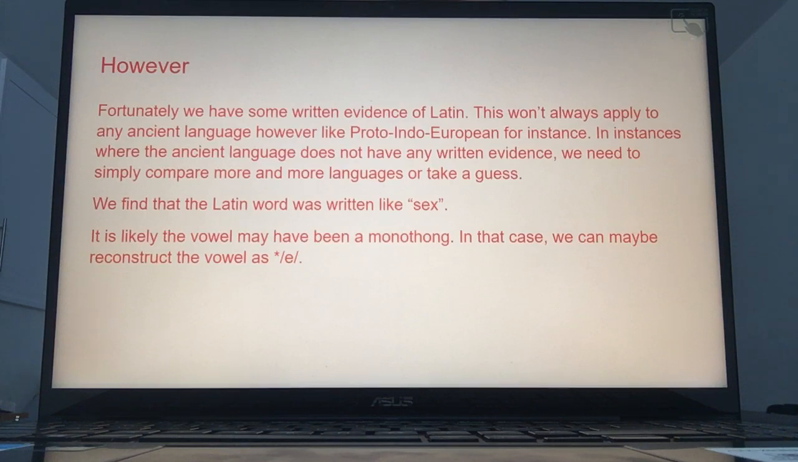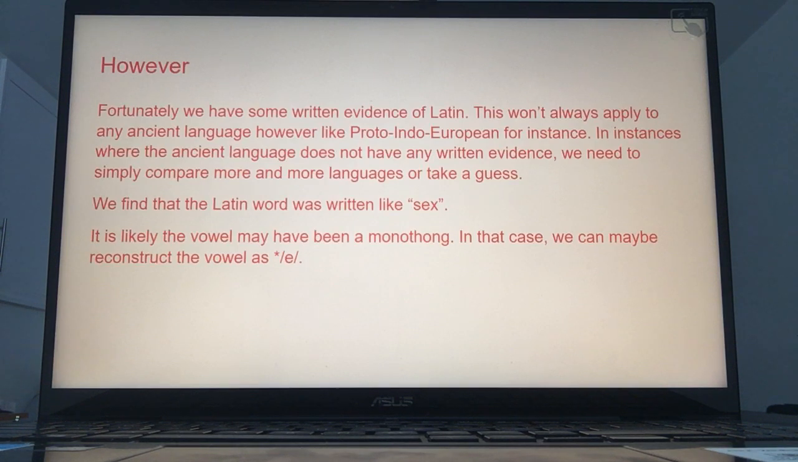Now, this won't always apply to every ancient language. For example, Proto-Indo-European, they didn't write anything down back then. So in cases where it's hard to deduce what sound it had, you have to do one of two things: try and compare as many languages as possible and gather as much information as we can, or take an educated guess and set up scenarios. And I'll discuss this maybe in another video.